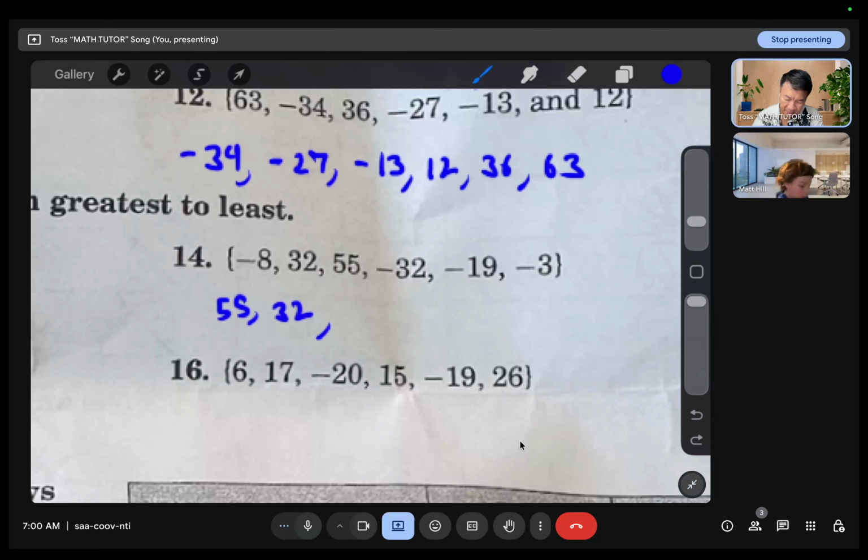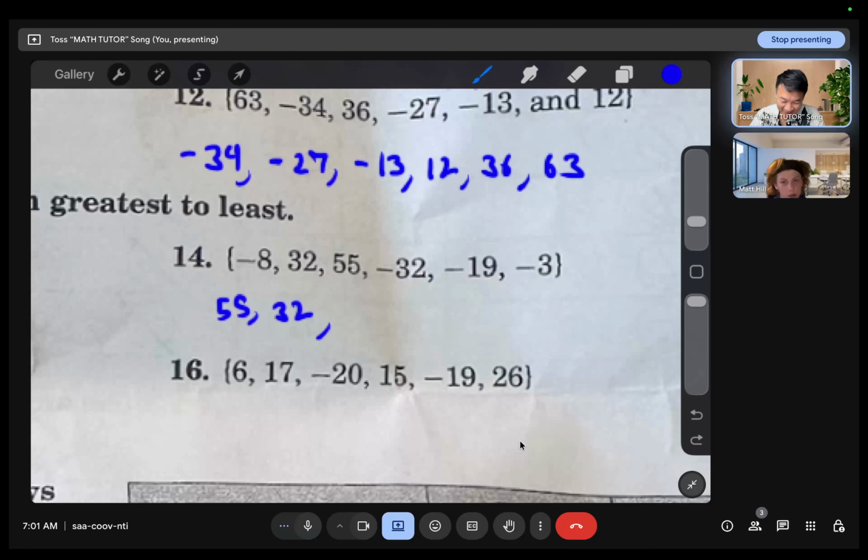and then, sorry, 32 and then negative 32, then negative 19. Okay, so not quite. You want to try again? All right. 55, 32, negative 32, negative 19, negative 8, and then negative 3.